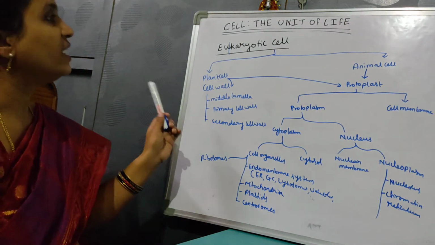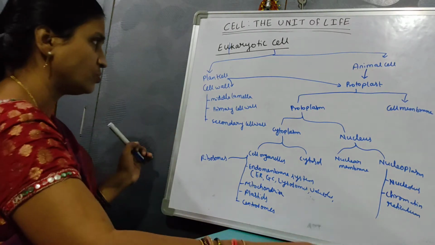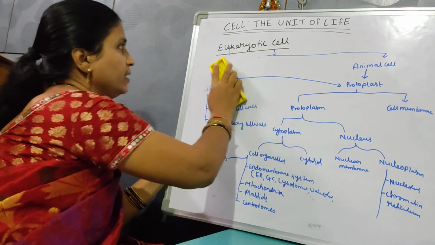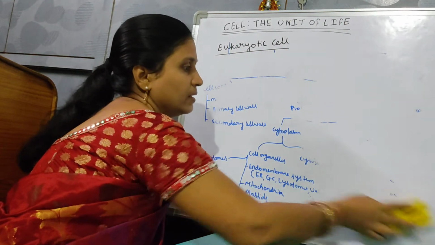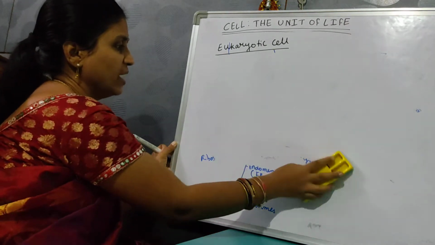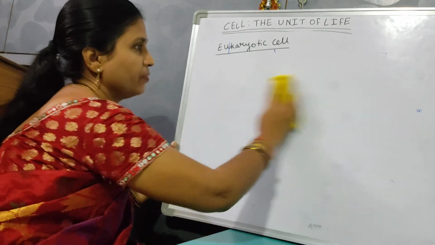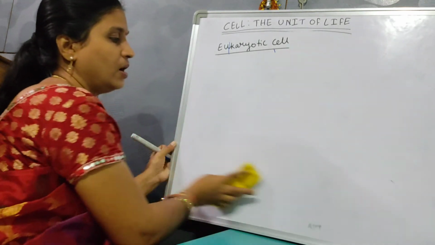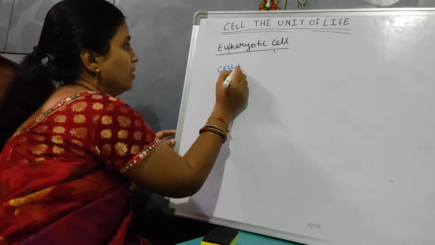Now we are going to study in detail about the cell wall. Okay, in detail about the cell wall. The cell wall was first discovered by Robert Hooke. How can you say that? Okay, cell wall.